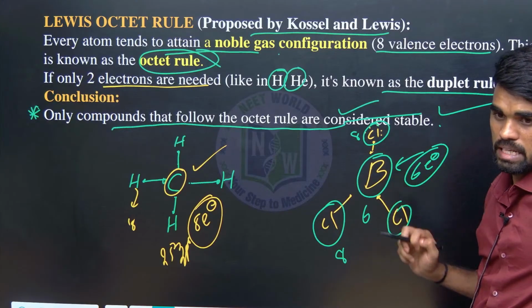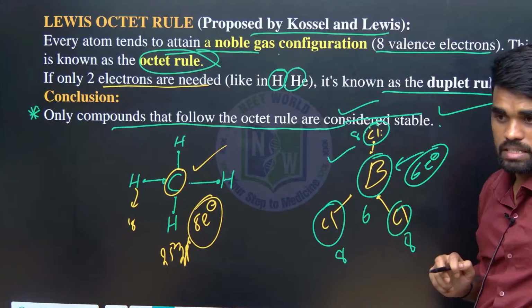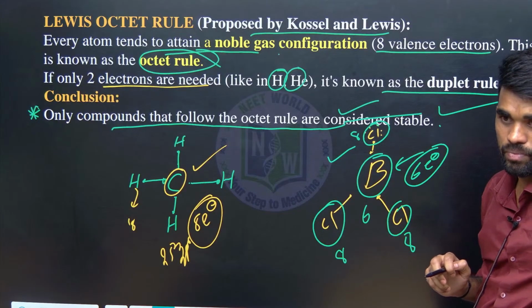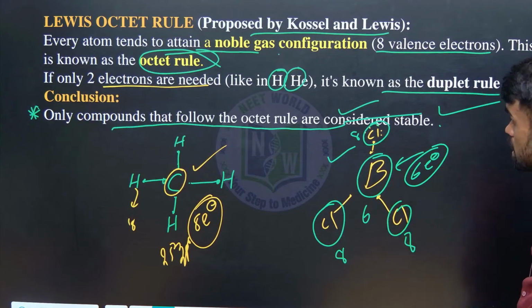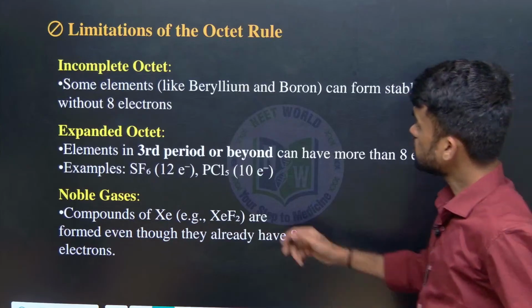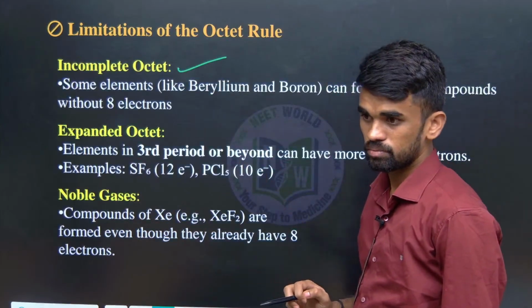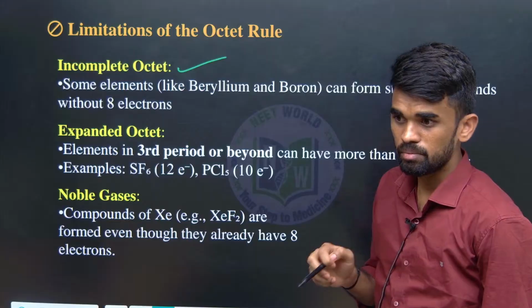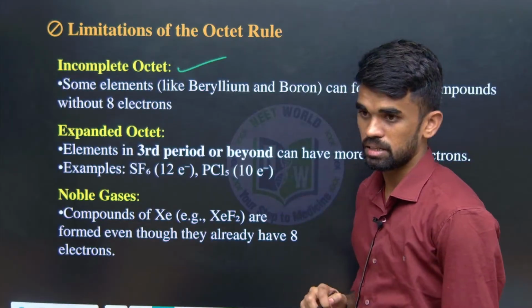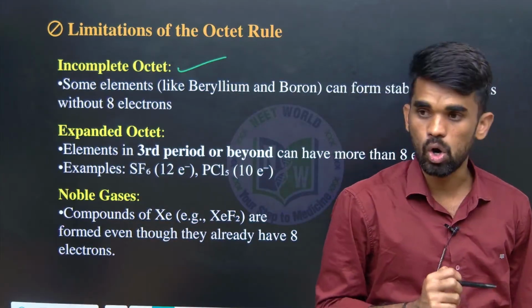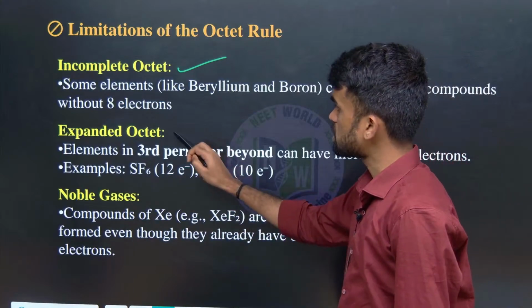So he was unable to explain this. So this is considered to be the limitation of his explanation. So what are the limitations? Incomplete octet. They are existing, but he was unable to explain how they are existing, even though they are not having octet configuration.